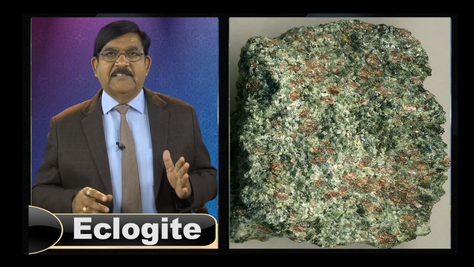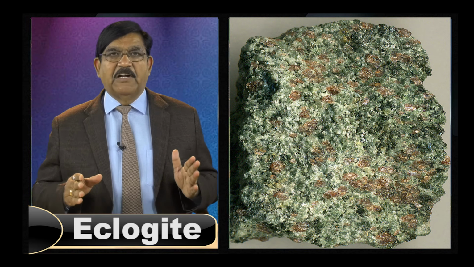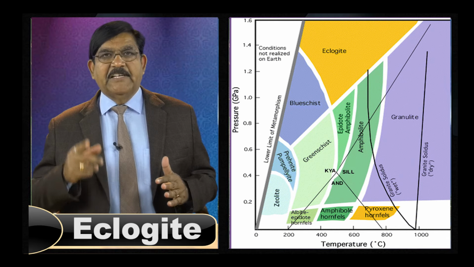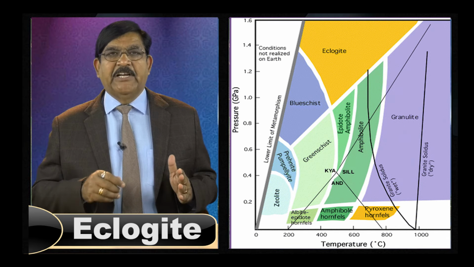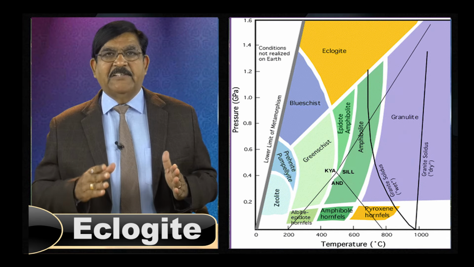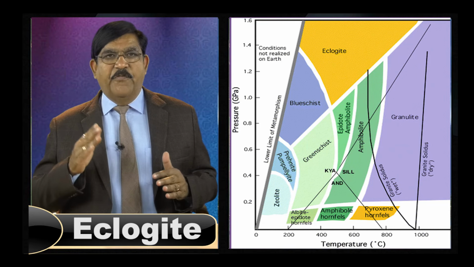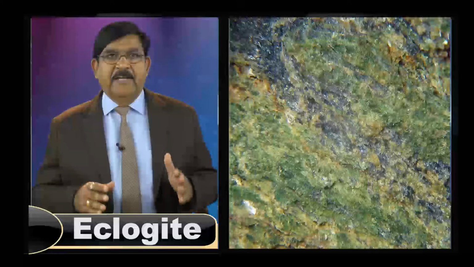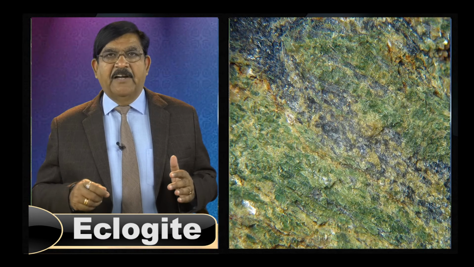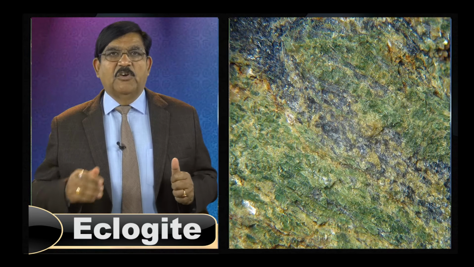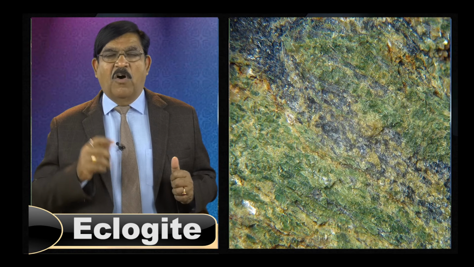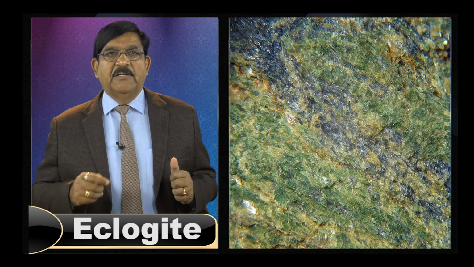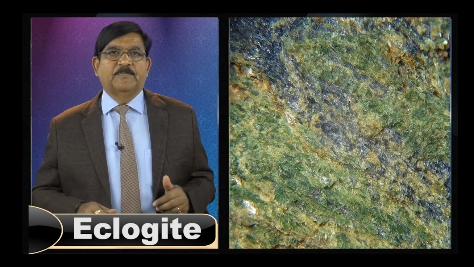Eclogite is a dense but rare rock of basaltic composition, whose crystallization at very high pressure and temperature gave rise to an assemblage of omphacite, a solid solution of diopside and jadeite mainly, and Mg-rich garnet with no plagioclase. Common accessory minerals are quartz, kyanite, amphibole, zoisite and rutile.